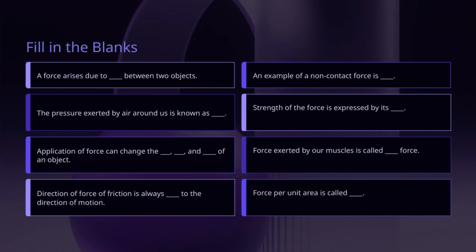Force exerted by our muscles is called muscular force. This is the force we generate when we lift, push, or pull objects. It's essential because it allows us to perform everyday tasks and move things around.